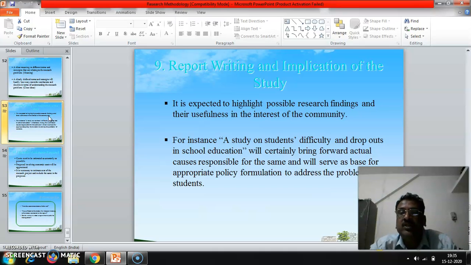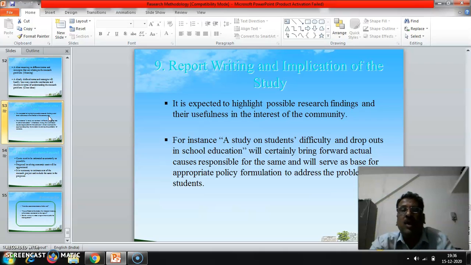For instance, a study on students' difficulty and dropouts in school education will certainly bring forward the actual causes responsible for the same and will serve as a base for appropriate policy formulation to address the problem of students. Here, a number of students drop out of school for many reasons. Sometimes the school is far away from their home, or they are not provided midday meals, or their parents are not interested in sending them to school. So the dropout ratio is high in school education.